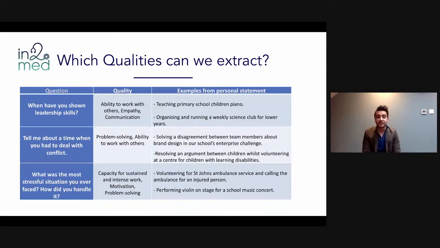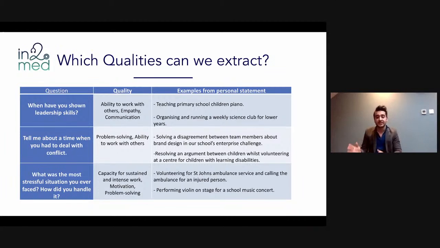The question was, when have you shown leadership skills? So obviously, the quality that they're looking for is leadership. However, I'd dig a little bit deeper. What are the qualities of a leader? A leader has to be able to work with others, so that's teamwork. They might have to empathize with other members of their team. They might have to be organized, but crucially, they'll also have to demonstrate good communication so their team knows what's expected of them. So can you see how from a question we've derived what qualities the admissions tutor is actually looking to see in this answer?